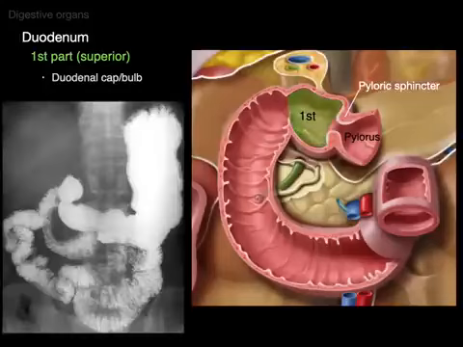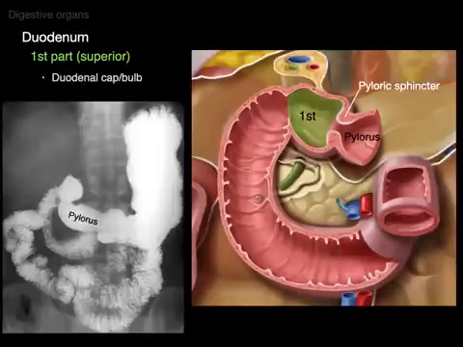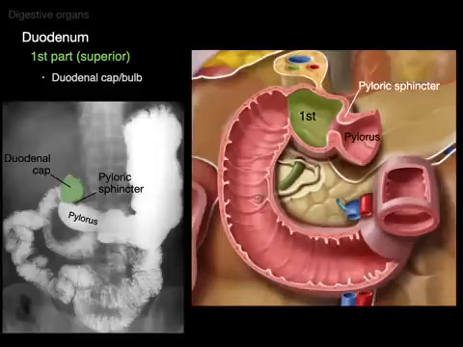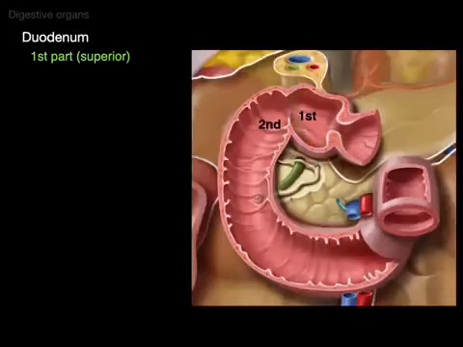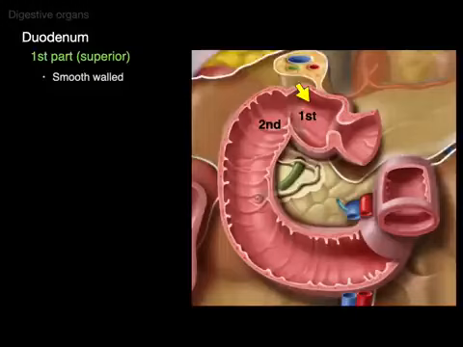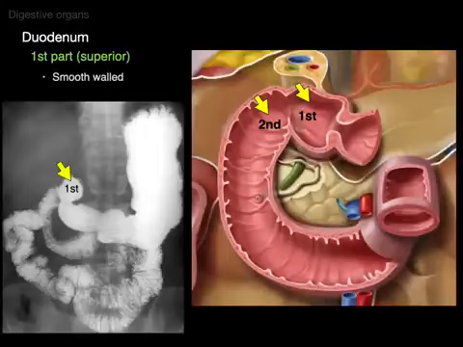And in this barium swallow, you can see the pylorus of the stomach, pyloric sphincter, and there's the duodenal cap or duodenal bulb. Duodenal or duodenal, tomato, tomato. The first part is also smooth walled. So there you can see the first part is smooth, and the second part is not smooth walled because it has these circular folds. Smooth, not smooth.